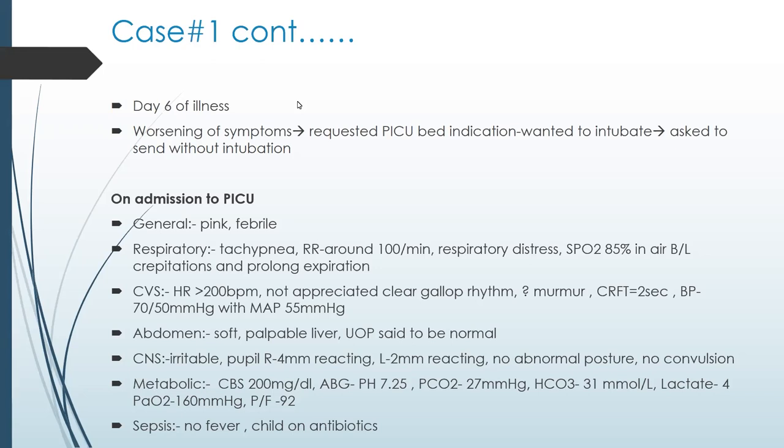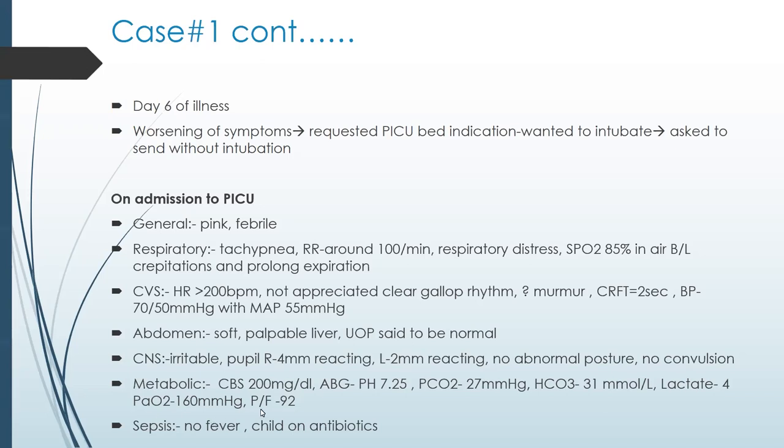Because of some network problem, I will switch off my video and I will discuss. On examination, the child is irritable, pupil size unequal. And why this unequal pupil? Do you know anybody? Because this child was managed as bronchiolitis, nebulized with ipratropium, and ipratropium nebulization can cause unequal pupil. No abnormal posture, no convulsion. Metabolic wise, capillary refilling 2 seconds, and blood gas shows metabolic acidosis.